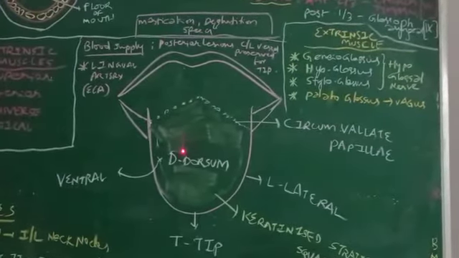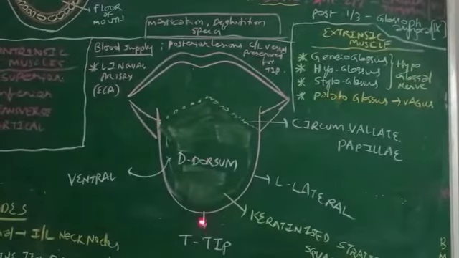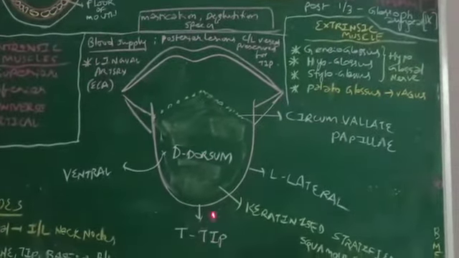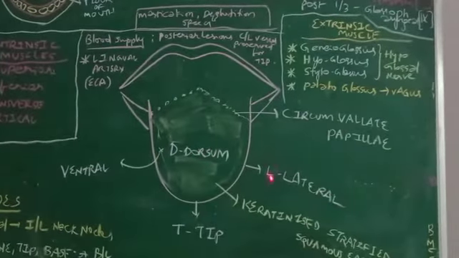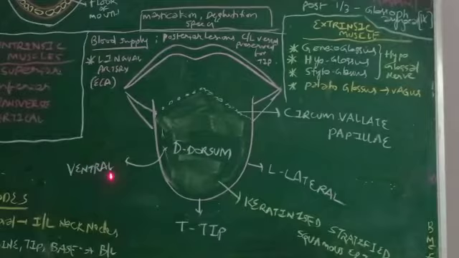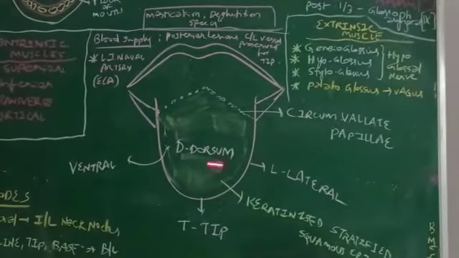If you take the tongue as it is, it has four parts. Number one is the tip. Number two is the dorsum. Number three is the lateral part. Number four is the ventral part. Tip, dorsum, lateral part and ventral part.